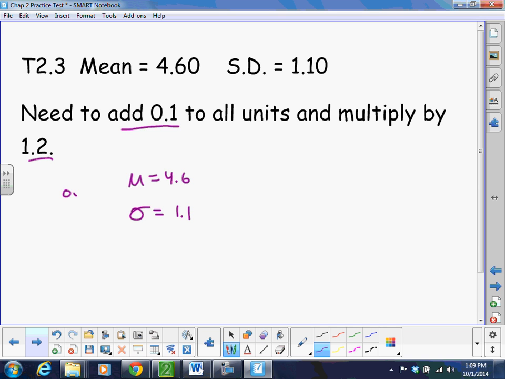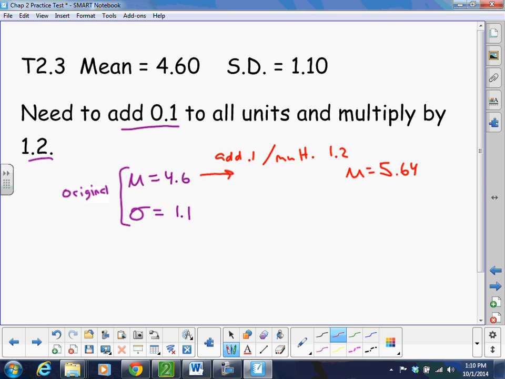Okay, so that's original. Now if we transform the data here, when you multiply all the values by something and then add something to it, that changes things a little bit. Both of those things are going to affect the mean. So if we add the 0.1 and then multiply by 1.2, that'll give you your new mean. And it should turn out to be 5.64. Okay, so that's the new mean, doing both transformations, adding 0.1 and multiplying.